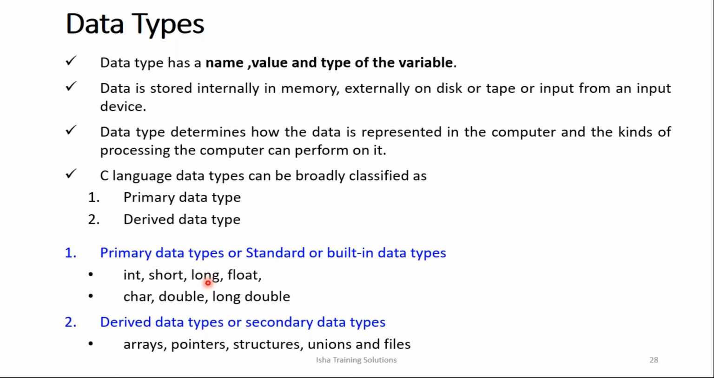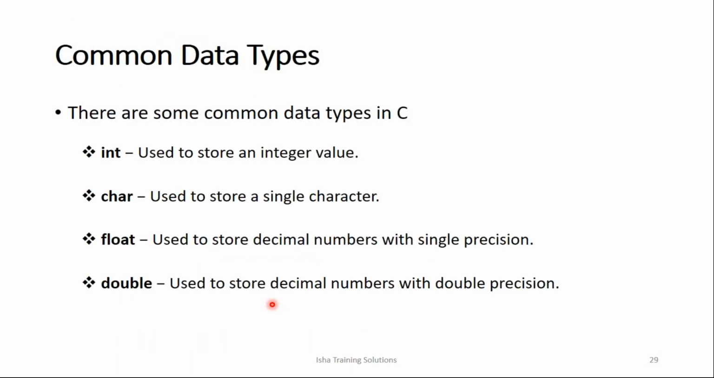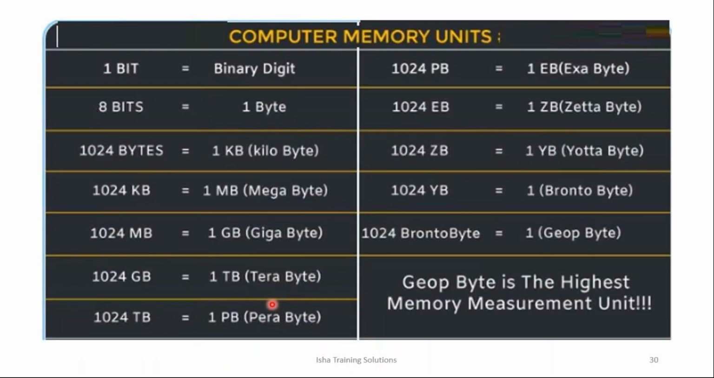We can simply use them by the keywords int, short, long, float, character or char, double, long double. These are the different types of data types that are predefined or available in the C language. Okay, and there are many more. These are a few. The most common data types which programmers and beginners use are int, char, float, and double.